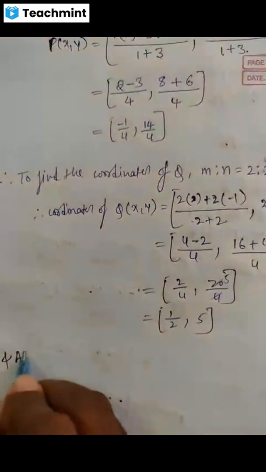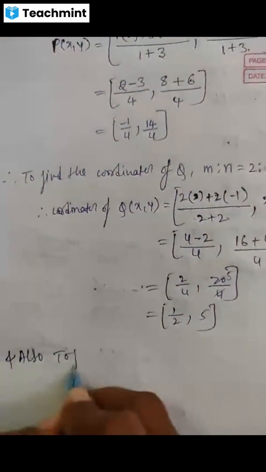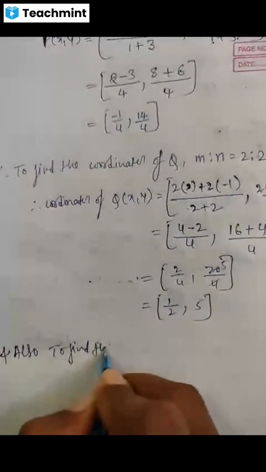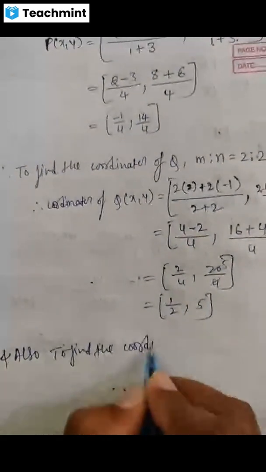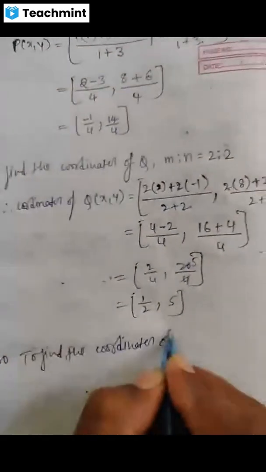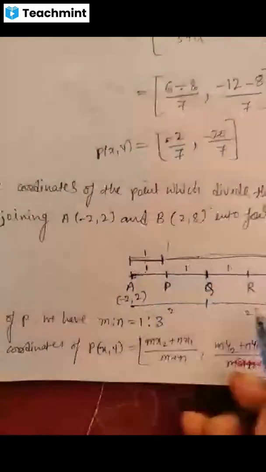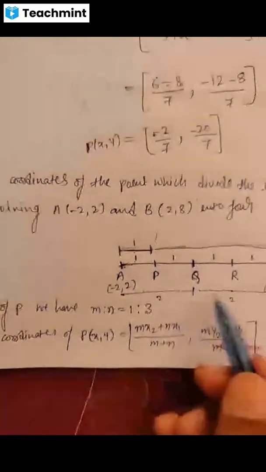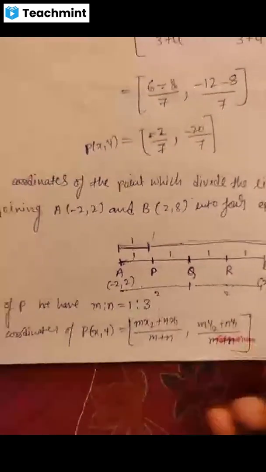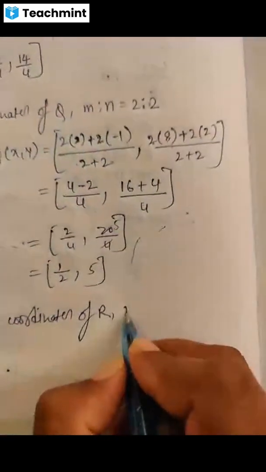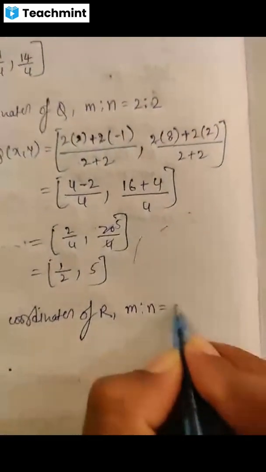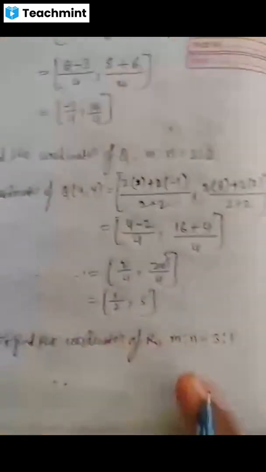And also, to find the coordinates of R, that is here. So A to R is 1 plus 1 plus 1, so 3:1. Okay. Coordinates of R, m is to n is equal to 3:1.